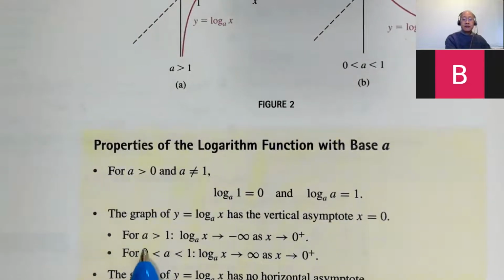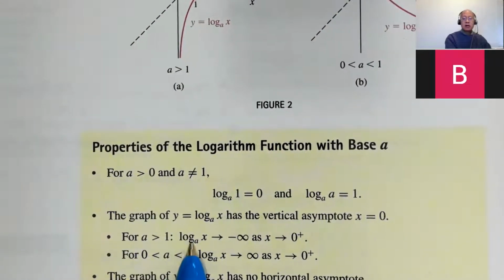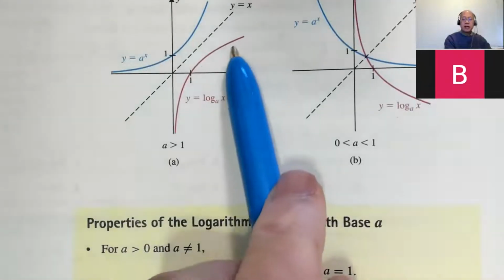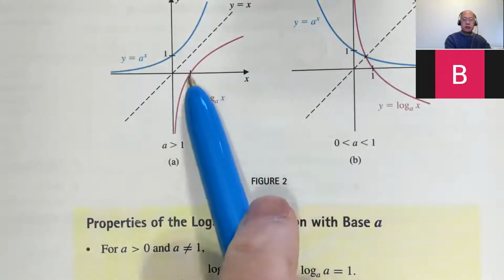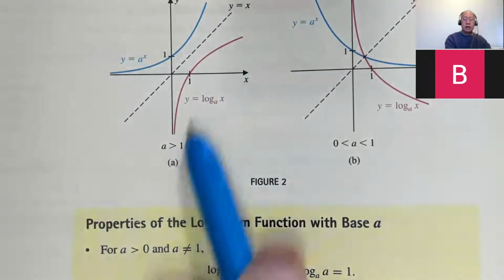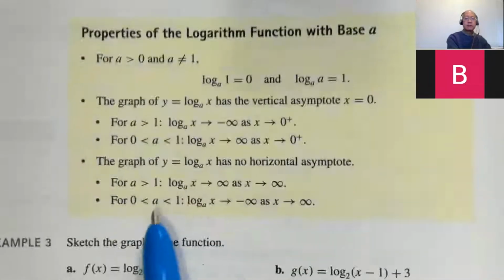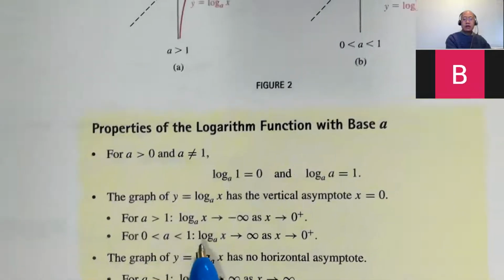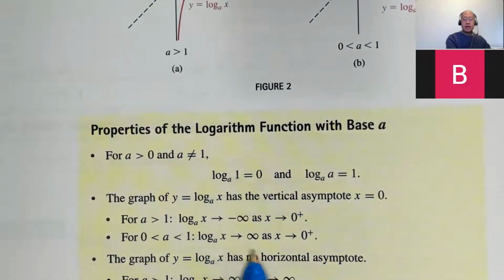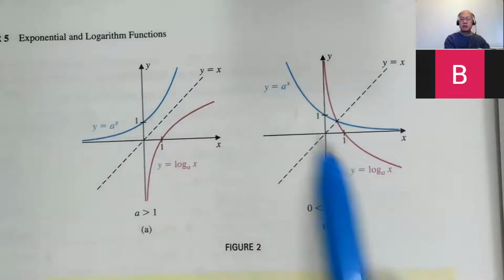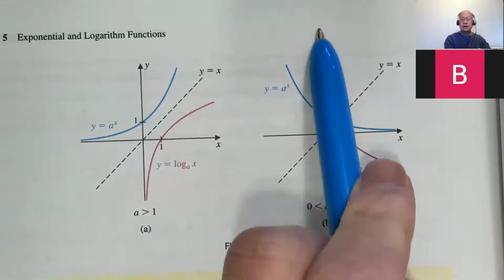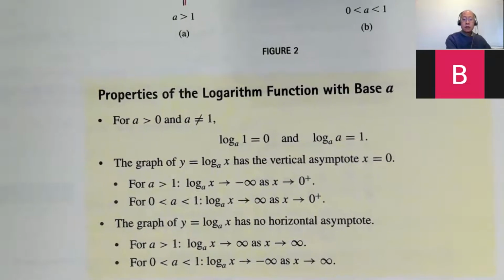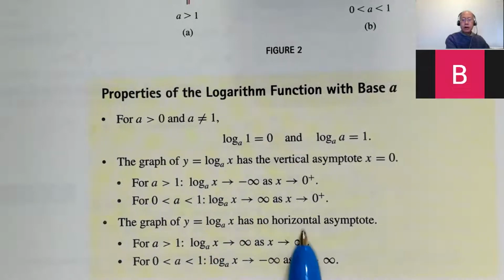For a bigger than 1, the log base a of x approaches negative infinity as x approaches 0 from the right. So if you look at this, when x approaches 0 from the right, it drops down to negative infinity. But when x gets big, y also gets big. For a between 0 and 1, log base a of x goes to positive infinity as x approaches 0 from the right. Here's the picture. Shoots up like that. And there's no horizontal asymptote.